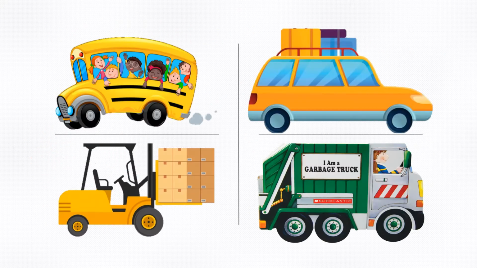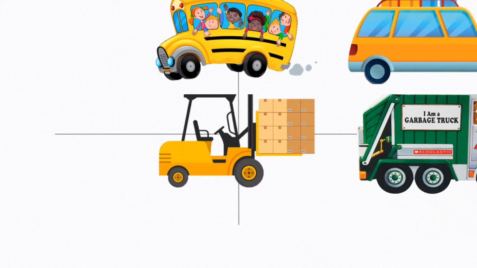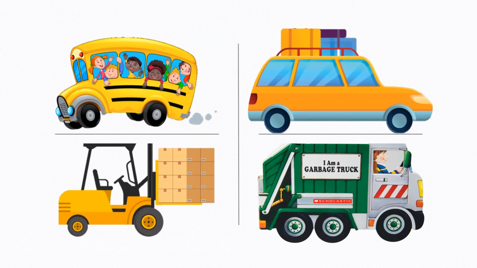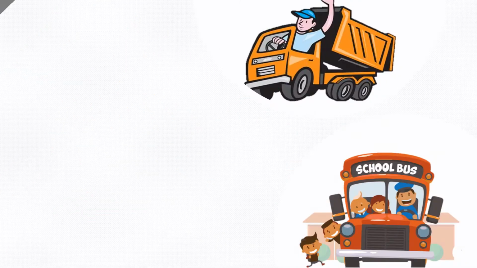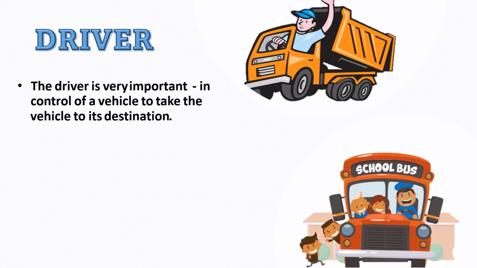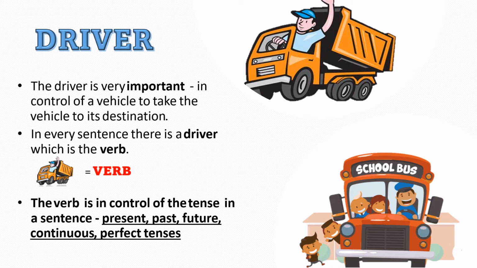Let's look at these pictures. In order for the bus, car, forklift, and garbage truck to move, who do you think is in control of all these vehicles? It's the driver. The driver is very important. He is in control of a vehicle to take the vehicle to its destination. In every sentence, there is a driver, which is the verb. The verb is in control of the tense in a sentence.